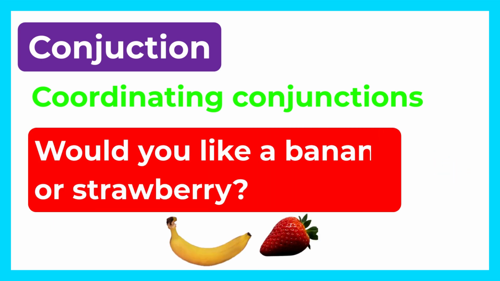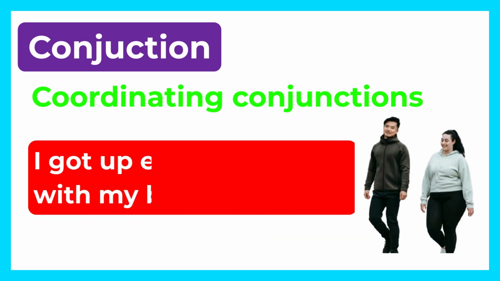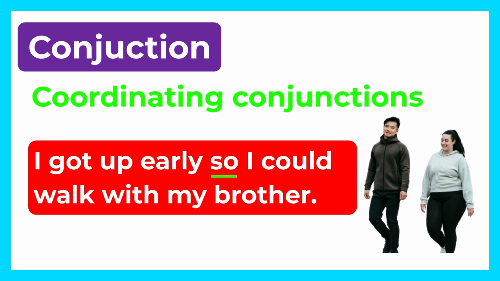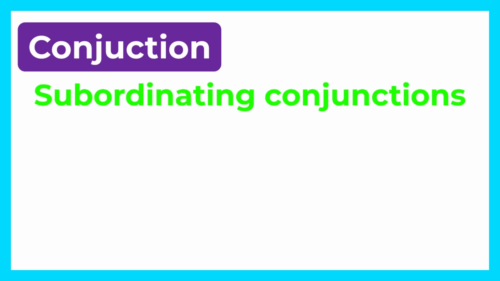For example, would you like a strawberry or a banana? The conjunction in this sentence is or. I got up early so I could walk with my brother. The conjunction in this sentence is so.